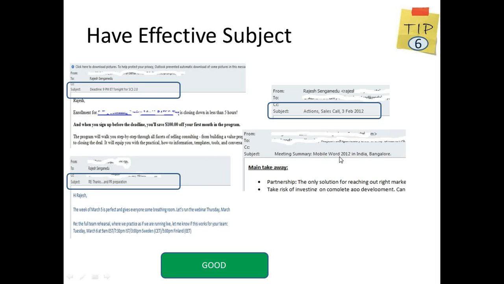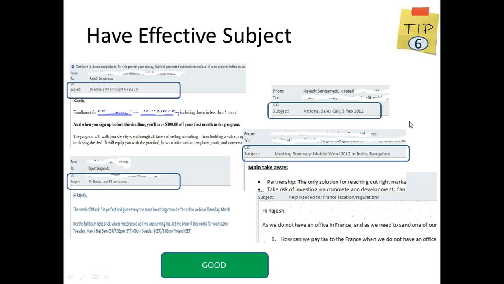The 4th email: meeting summary, Mobile World 2012 in India, Bangalore. Okay? Very clear. The contents of the mail just talk about the meeting summaries. These are all good examples of writing mails. Effective subject. If I am interested in the subject, I will read that mail. Okay? So that's the key point.